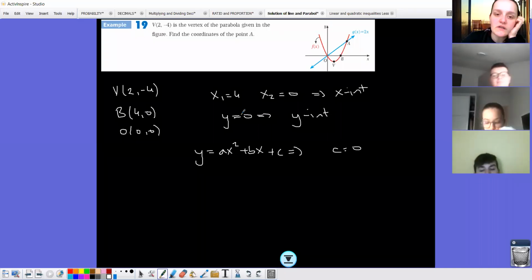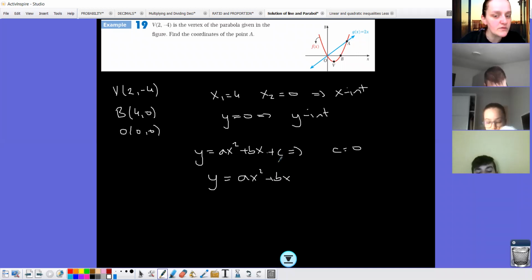So we found the x-intercept and the y-intercept. Normally, the standard form of a quadratic function or a parabola is ax squared plus bx plus c. If the y-intercept is 0, it means that c is 0. So our parabola's standard form here is y equals ax squared plus bx. There is no c, because c is the y-intercept.